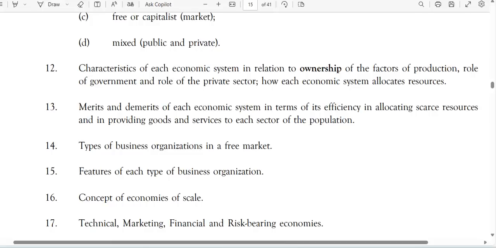In this system, both the government and private individuals play an important role in the production and distribution of goods and services. The private sector produces goods and services for profit. The public sector, which is the government, provides essential services and regulates the economy to protect public welfare. So the key features of a mixed economic system are: both private businesses and government-owned enterprises operate in the economy.